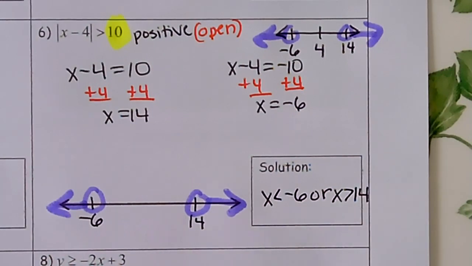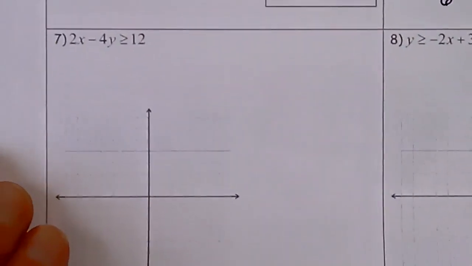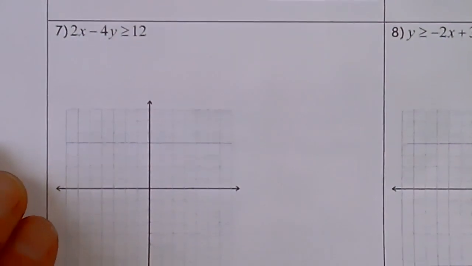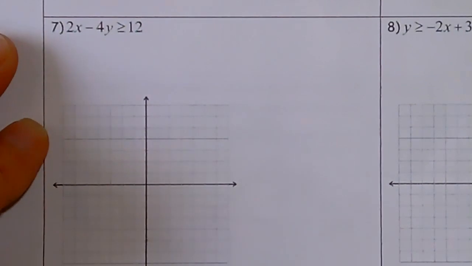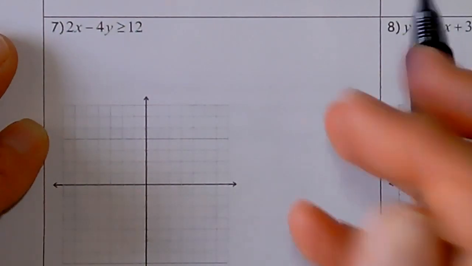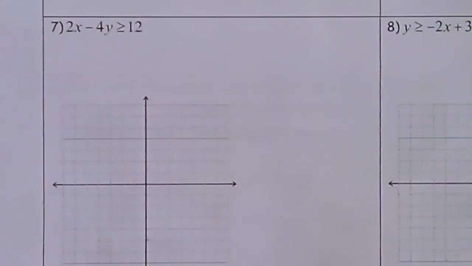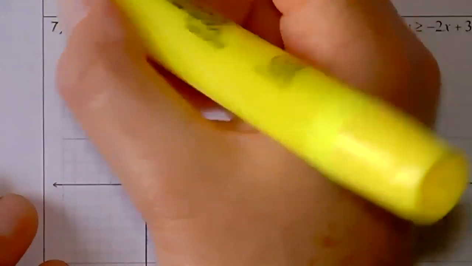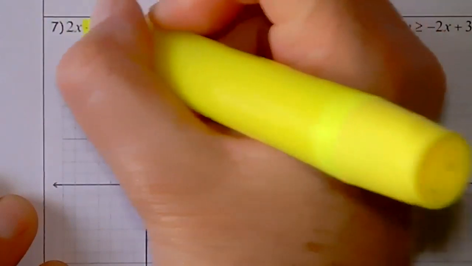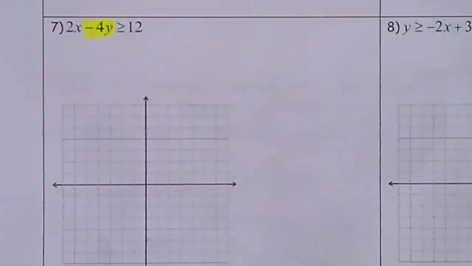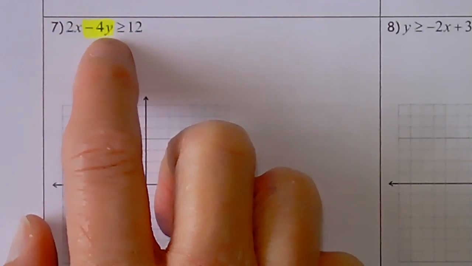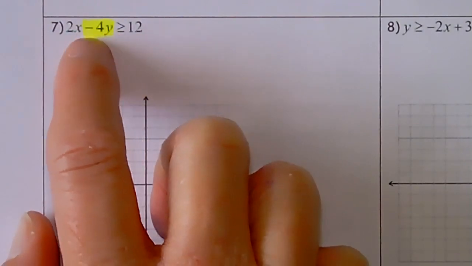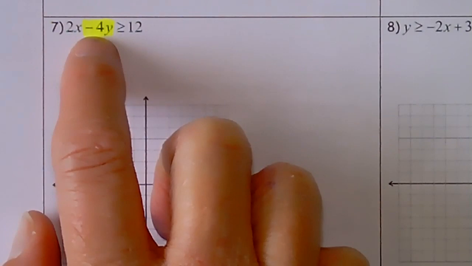Okay, number 7. So on number 7, this one you have to be careful of. This is in standard form. So I'm going to show us how to do this, finding the x and the y intercepts. And this negative 4y, that's what is going to decide if this is going to switch or stay, okay? So if it's in standard form, you want to check it.